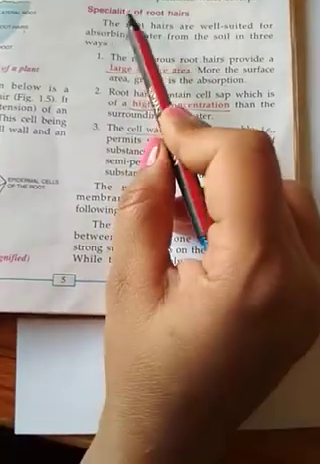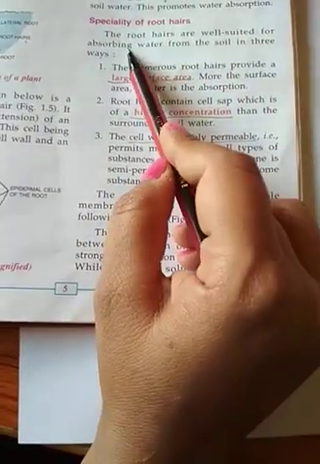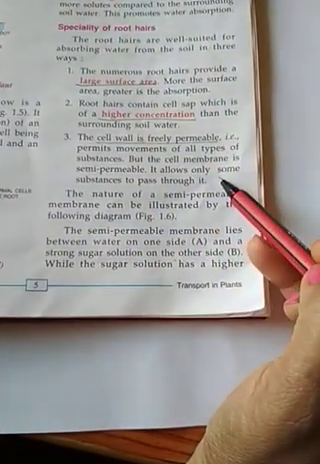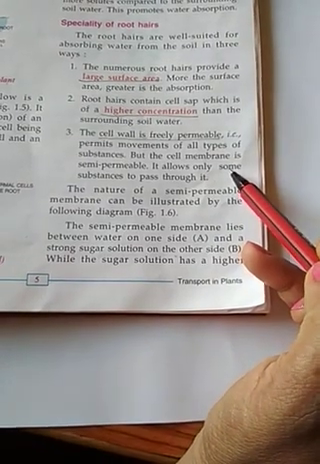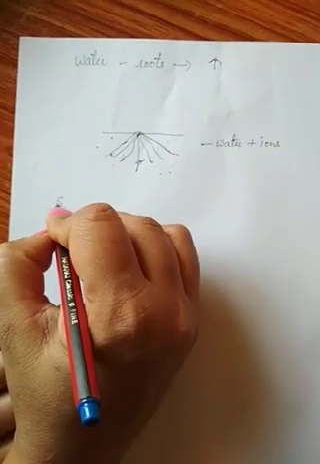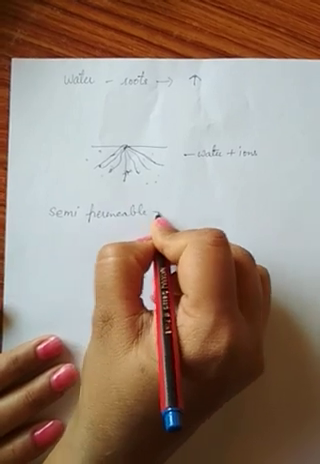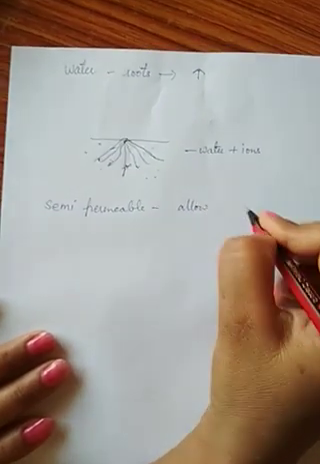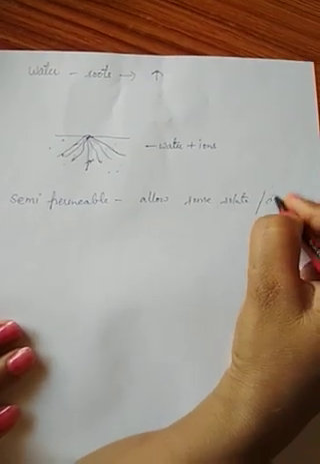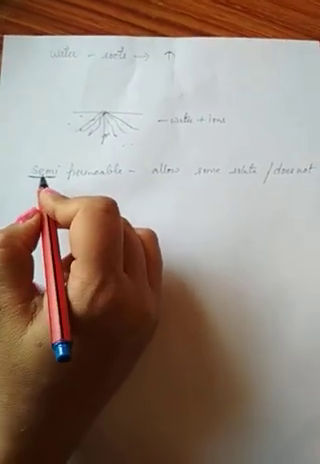So that is the speciality of root hairs. Why are root hairs well suited for absorbing water from the soil? So these are the three reasons why the root hairs are most suitable for absorbing water from the soil. Now, semi-permeable means it allows some of the solute to pass through it, and it doesn't allow some of the solute to pass through it. So that is why the name semi-permeable is given.